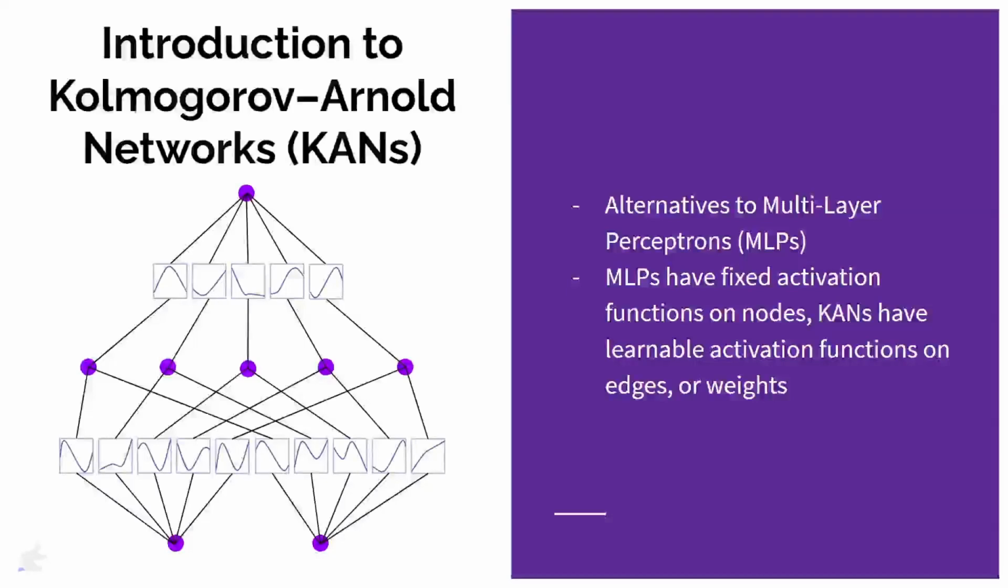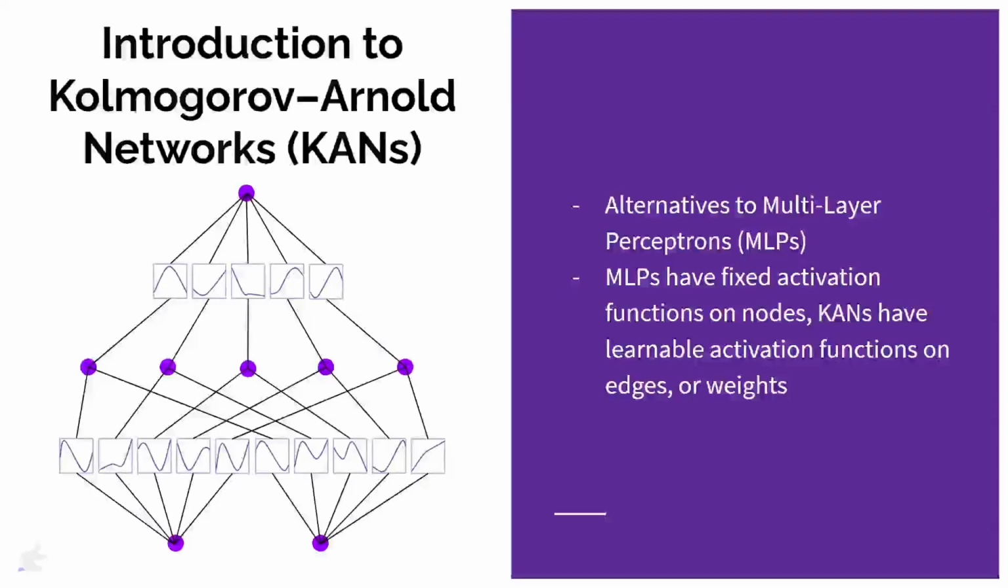Kolmogorov-Arnold networks are a type of neural network architecture that is inspired by the Kolmogorov-Arnold representation theorem. This theorem states that any multivariate continuous function can be represented as a composition of continuous functions of a single variable and the binary operation of addition. KANs are proposed as promising alternatives to multi-layer perceptrons, which are commonly used in deep learning.